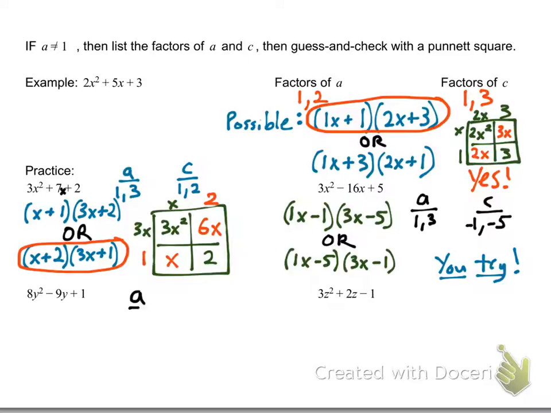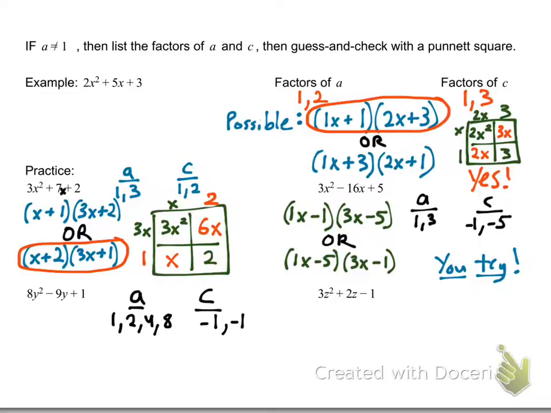All right, so now I'm going to show you how to do one last kind of problem. It's just a little bit trickier, but the same idea. This time, we have a negative in the middle again, so we need to be careful about how we list c. But a, 8, has 4 factors: 1, 2, 4, and 8. C, the number 1, only has 1 pair of factors. It has to be negative because of the negative in the middle, we need it to add up to a negative. So -1 and -1 have to be the factors.